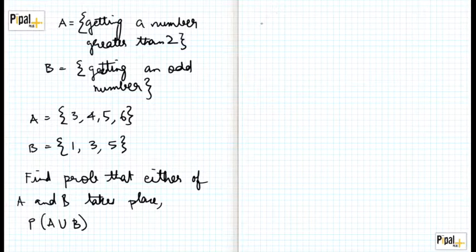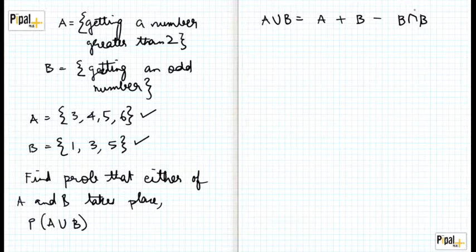Now let's look at this situation from the point of view of sets. Now if A is given as 3, 4, 5, 6 and B is given as 1, 3, 5, then A union B is given by all the elements of A plus all the elements of B, and you take out the elements which are common between both A and B, which is given by A intersection B, right? So A union B is A plus B minus A intersection B. So the elements common in A and B are 3 and 5. We can also express this in terms of Venn diagrams.